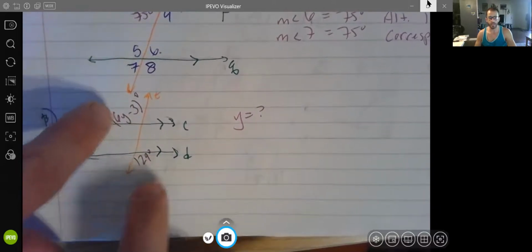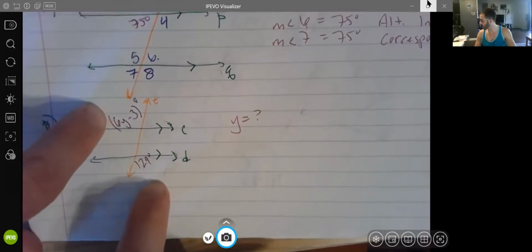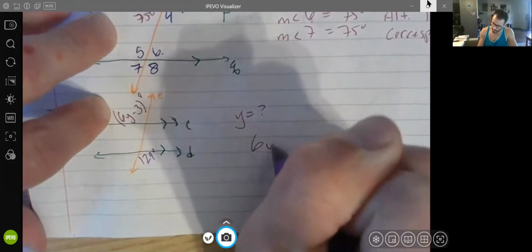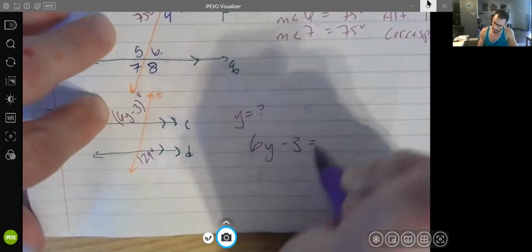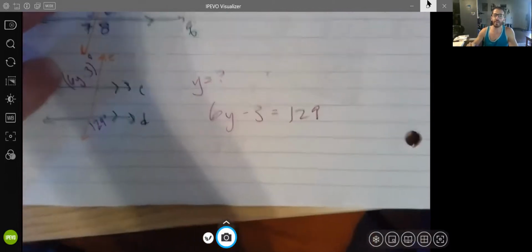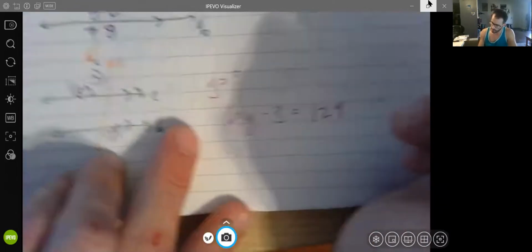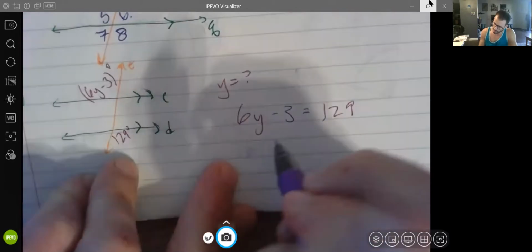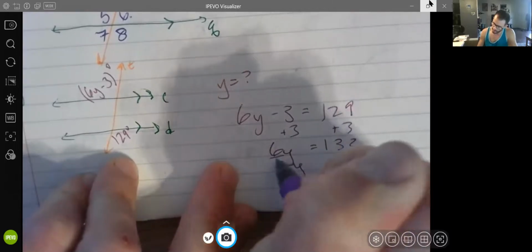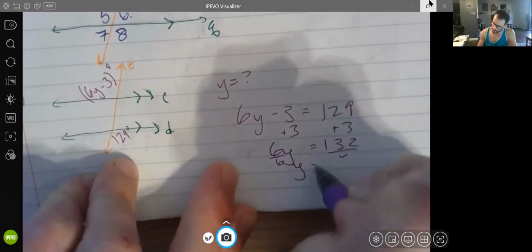They're alternate exterior angles. And according to Theorem 3.3, alternate exterior angles are congruent, which means we can say 6y minus 3 equals 129 degrees. And then we can go into the time machine and do some Algebra 1. Let's add 3 to both sides. That would be 132. And then let's go ahead and divide both sides by 6.